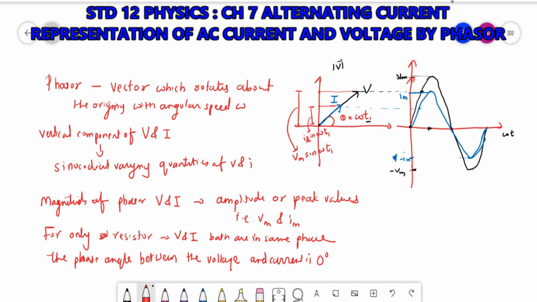So this was about representation of AC current and voltage by phasor. This is a specific case when a resistor is connected in the series. Just note it down.